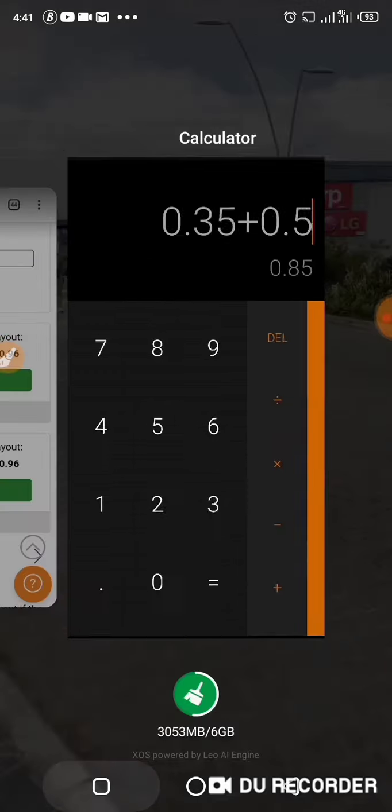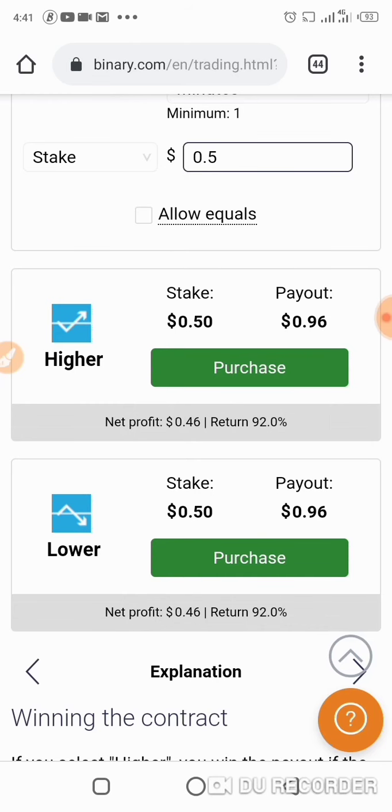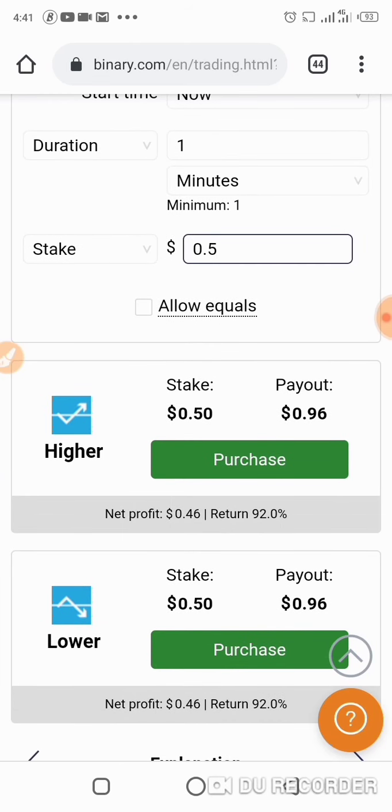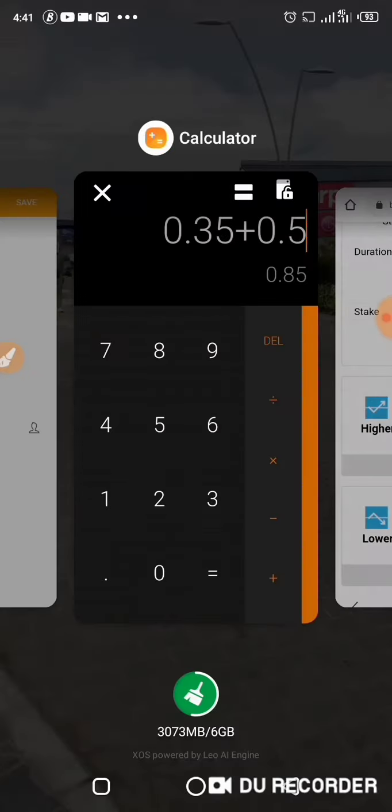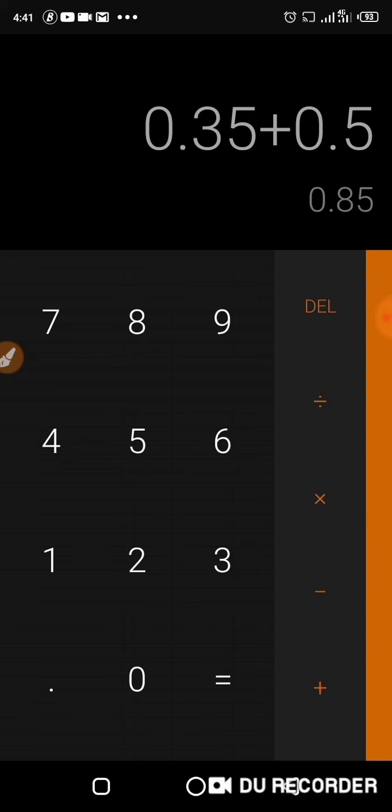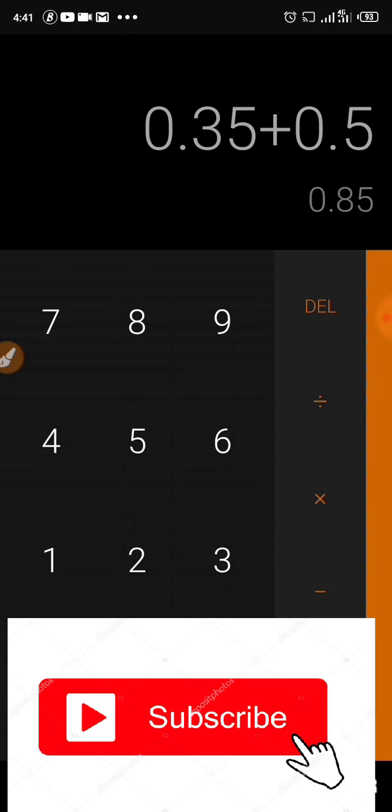So maybe let's assume that this other trade was a loss as well. In order for you to recover this trade and the previous trade, we need to increase our stake so that we will be having above 0.85.